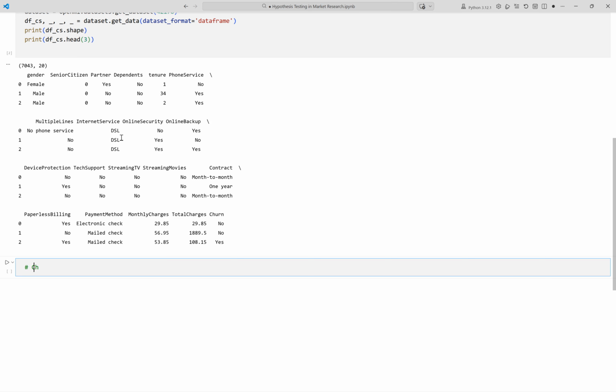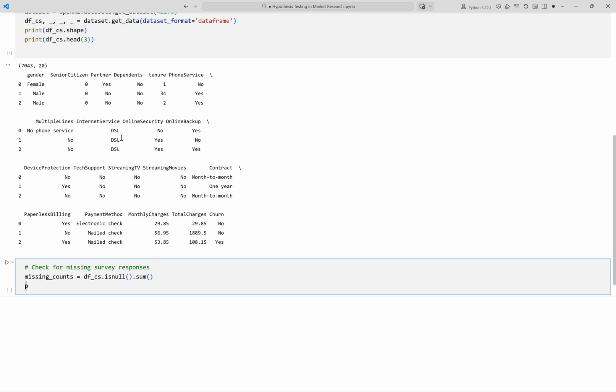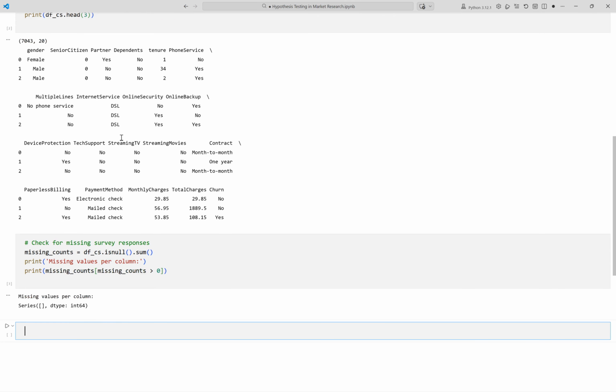Before analyzing, it is crucial to understand where survey data is incomplete. We count missing values in each column. We print out which columns have missing data. This helps us avoid mistakes during hypothesis testing. Running the cell now. The output shows no missing values in any survey response column, which means our dataset is complete and ready for analysis. This check is crucial in market research to ensure that hypothesis tests are based on full, reliable data without gaps that could bias results. Always start by verifying data completeness to maintain the integrity of your findings.